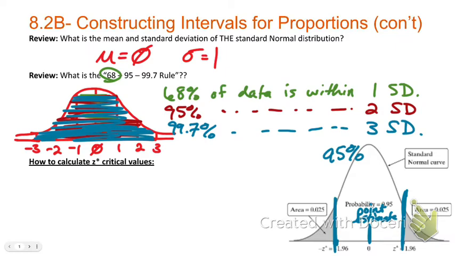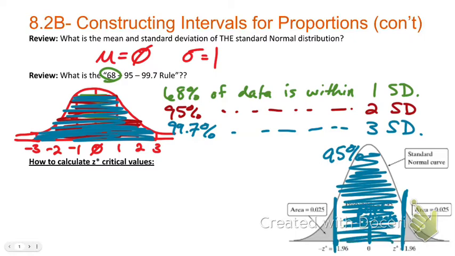So I'm going to show you guys now how to get the exact value, and that's going to come from your calculator. If I am 95% confident that I've captured the data because I am talking about the middle 95% of the distribution, then what percent have I not captured? 5%.